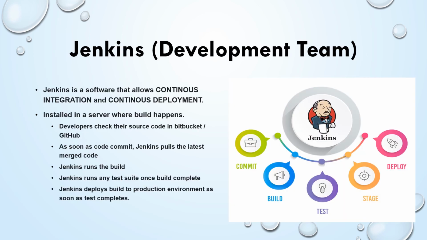Jenkins is software that allows continuous integration and continuous deployment. It is installed in a server where the build happens. Developers check their source code in Bitbucket and GitHub. As soon as code is committed, Jenkins pulls the latest merged code. Jenkins runs the build. Jenkins runs any test suite once the build completes. Jenkins deploys the build to the production environment as soon as tests complete.